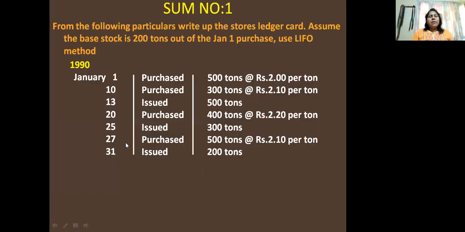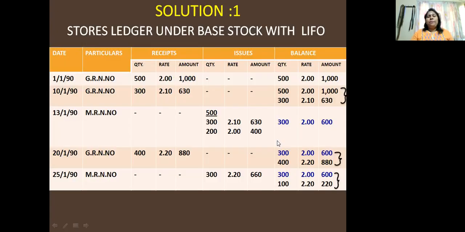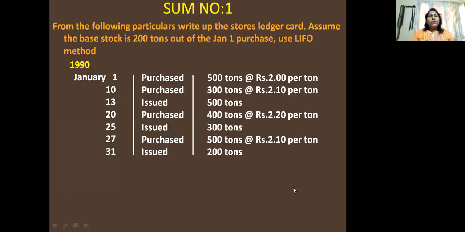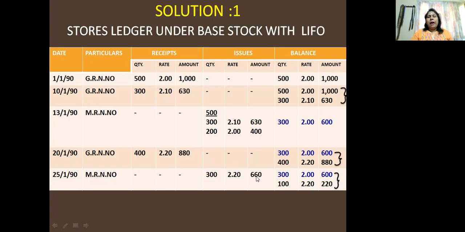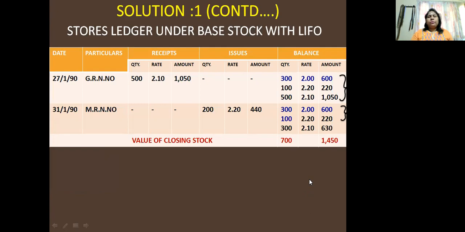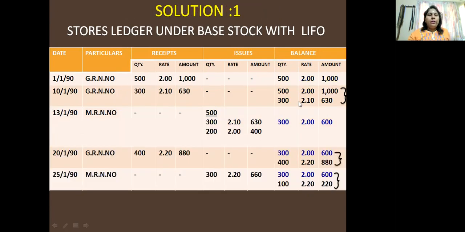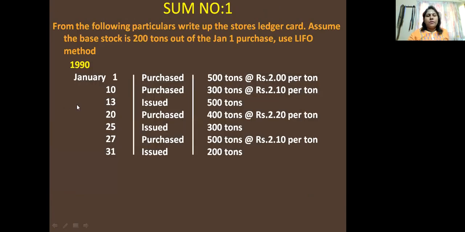Next, 27th January, I made a purchase of 500 tons at 2.2. Sorry, 2.1. Before I proceed with the 27th January, let me check the previous date. I have two lots. So I will rewrite the two lots in the balance column. This lot, the 27th purchase, will become the third lot, right?